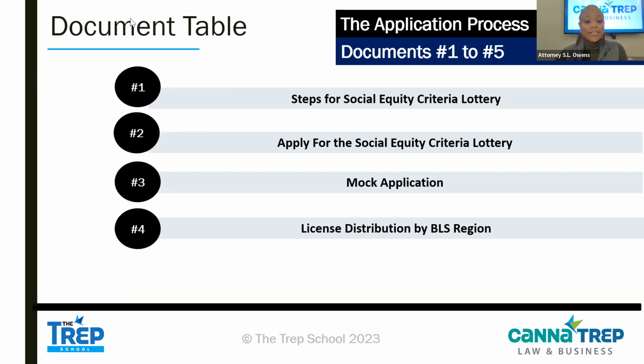Then you have the license distribution by BLS region. That is a map of all of the BLS regions and how many licenses are up for grabs in the lottery for each one of those regions to help you make a decision about where you're going to be applying.